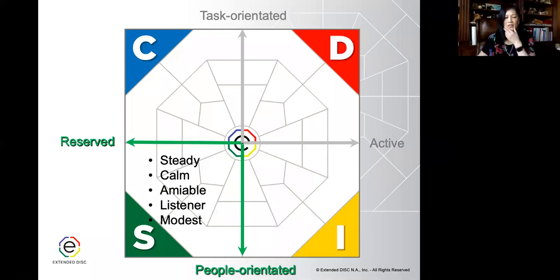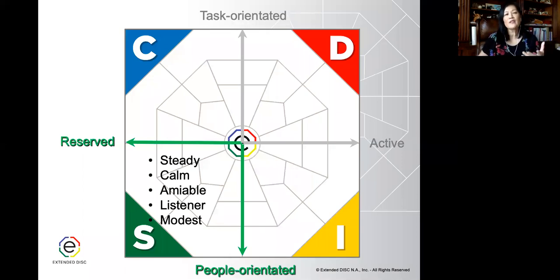Exactly. And one of the questions I, as a trainer, oftentimes get is, well, S's are reserved, and C's are also reserved, and it's kind of hard to distinguish. And that's one of the reasons why I say S styles seem a little bit different sometimes. They're very amiable, as Marku said. They're very friendly, especially in one-on-one situations and with people they know.